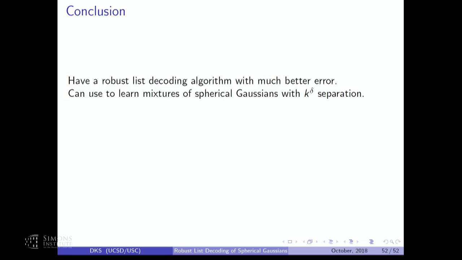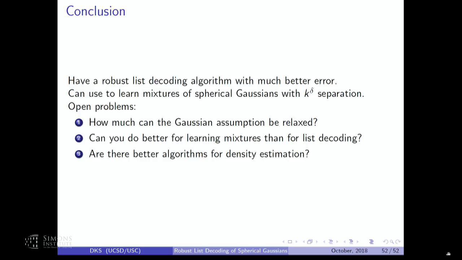In conclusion, what we have here is a robust list decoding algorithm with substantially better error than had been known before. It has this nice application to learning mixtures of spherical Gaussians with k to the delta separation. And a few open questions to look at. One is, how much can the Gaussian assumption be relaxed in this work? At the very least, our techniques are very heavily dependent on facts about higher degree polynomials of Gaussians. The sum of squares techniques can relax this somewhat. It'd be interesting to see if you can do better than that.